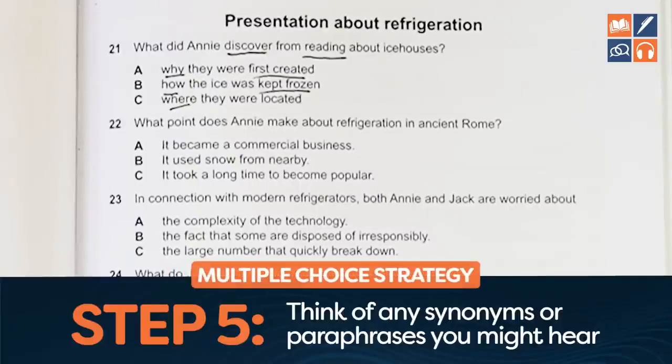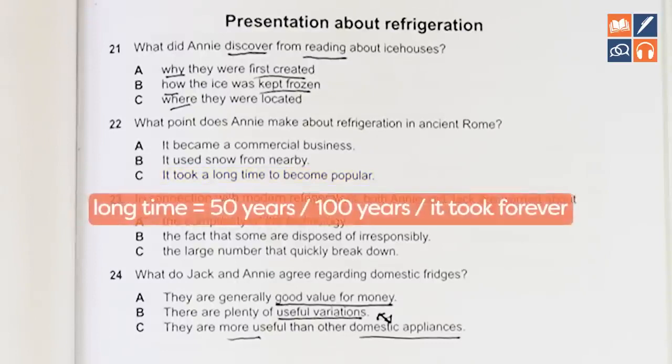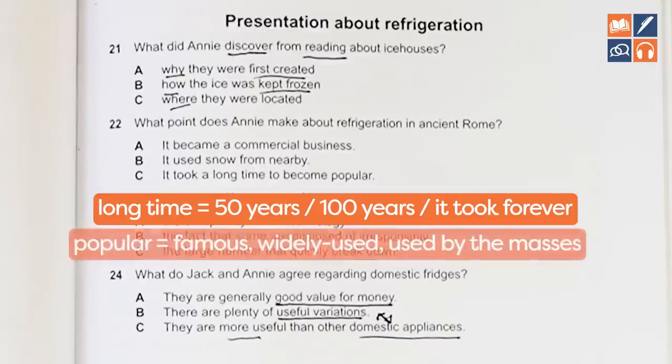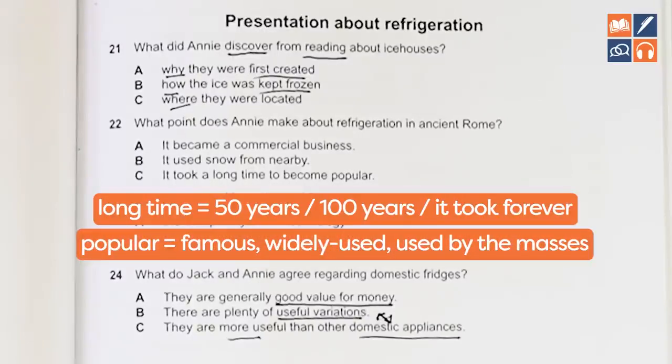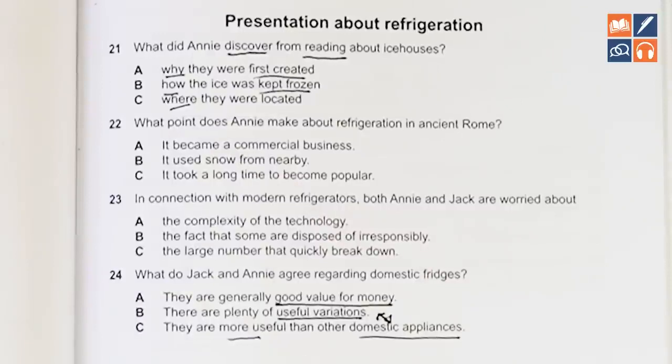Next is to think about any synonyms or paraphrasing that you might hear. So for example, it took a long time to become popular. A long time could be 50 years, 100 years. They might say it took forever. Popular, they might say famous or widely used or used by the masses. There are many, many things that might come up. Now, you're not going to be able to sit there and think about synonyms and paraphrasing forever, but just try and be aware of them and think of the obvious ones. Don't start off with 21A and try and think of 20 different synonyms for the word created. Just think of the obvious one, created, made, and keep moving, keep going through that.